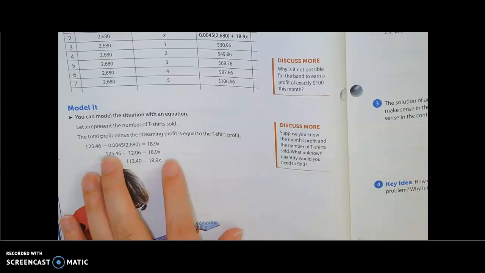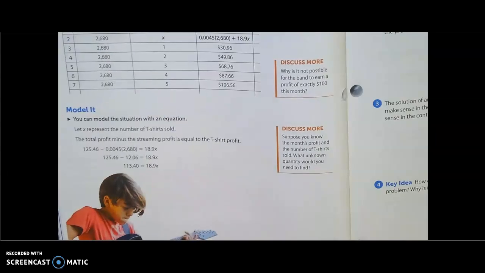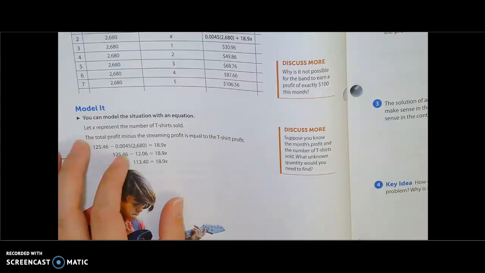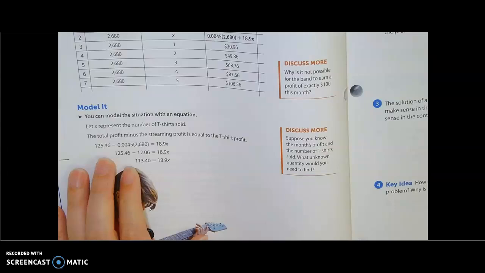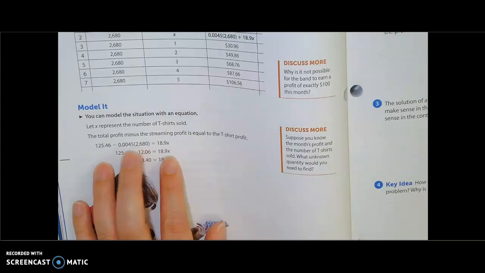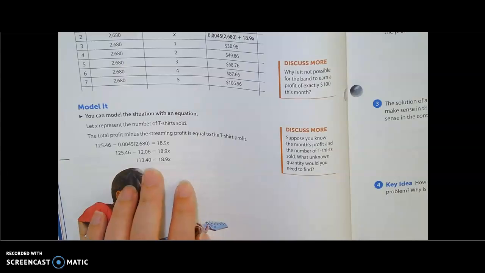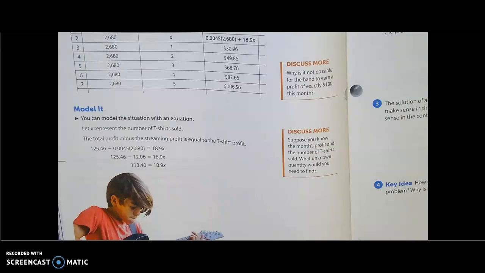The second way is the total profit minus the streaming profit is equal to the t-shirt profit. So what we've done before, right? Probably many of you are going to end up or have set up the equation and then would just solve for x because we know how to solve for x. This is just finding another way of doing it. But basically, we would have the 125.46 minus the profit we get from multiplying these two together, which is $12.06. Subtract that off. That means our t-shirt sales come to $113.40. And so then we would just have to figure out how many t-shirts it takes to sell that.